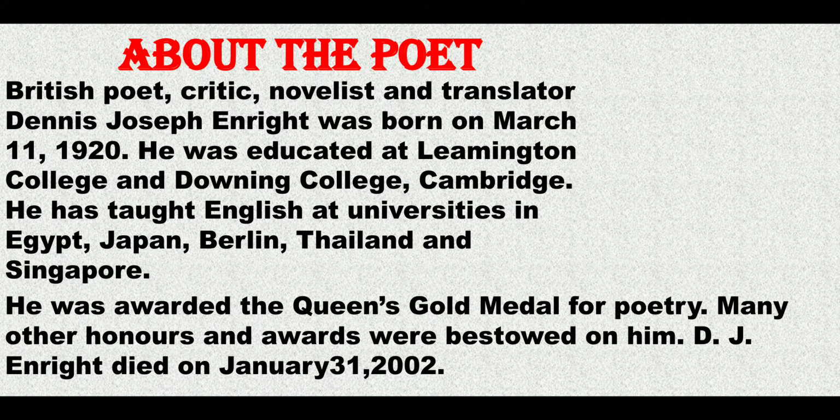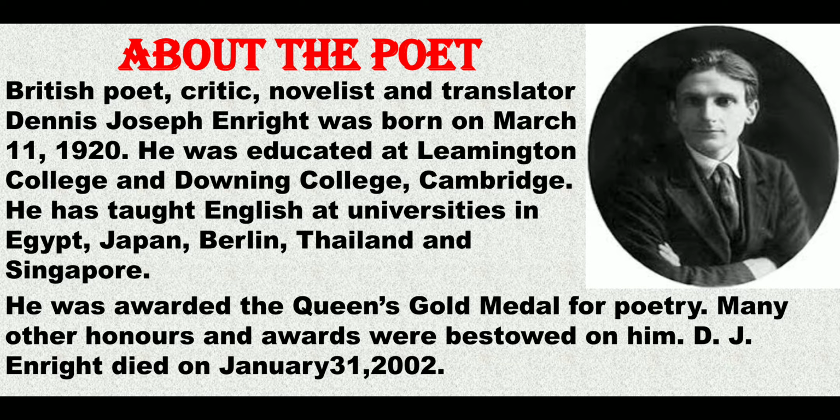But first of all, about the poet. British poet, critic, novelist, and translator Dennis Joseph Enright was born on March 11, 1920. He was educated at Leamington College and Downing College, Cambridge. He has taught English at universities in Egypt, Japan, Berlin, Thailand, and Singapore. He was awarded the Queen's Gold Medal for Poetry. Many other honors and awards were bestowed on him. D.J. Enright died on January 31, 2002.